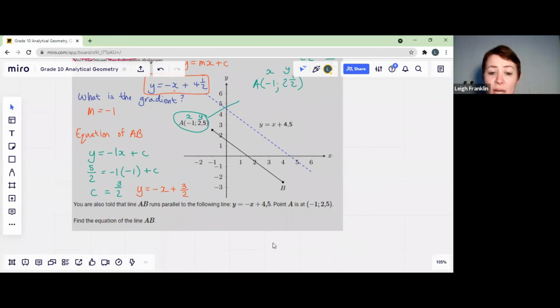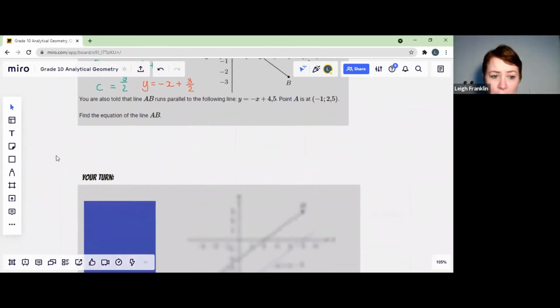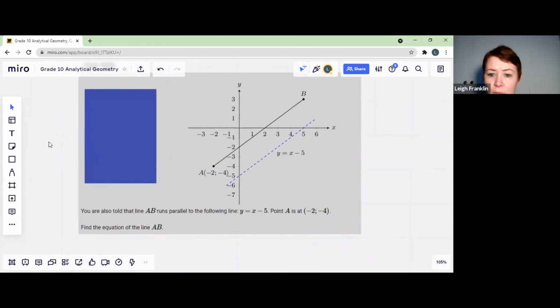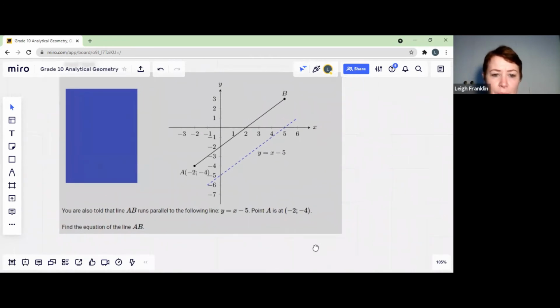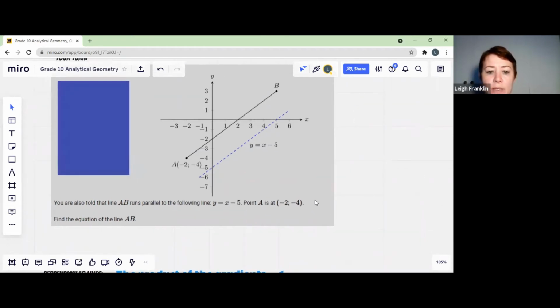Okay, so now I want to give you guys an opportunity to practice this. There we go. All right. So again, you are told that the blue line is the line y equals x minus 5. I would like you to find the equation of line AB if it is parallel to the line y equals x minus 5. Okay, so I'm going to give you 5 minutes and then you guys try that question.